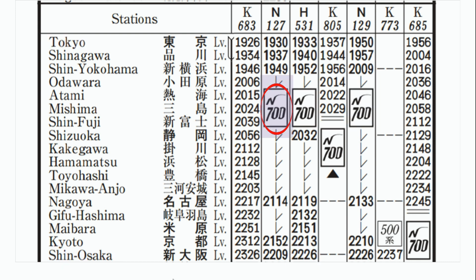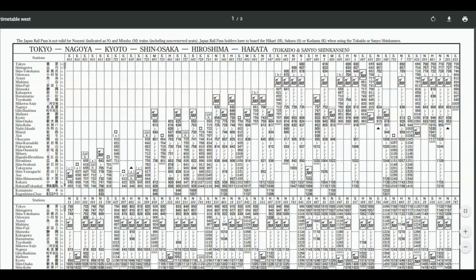The N700 marked on Nozomi trains means that the train is a model N700 series bullet train, which has a maximum speed of 300 kilometers per hour, and this type of train accelerates faster than other bullet trains. Some Hikari and Kodama trains which are covered with our JR Pass also use this model N700 series trains. So it is also good to select this N700 series in choosing our train.